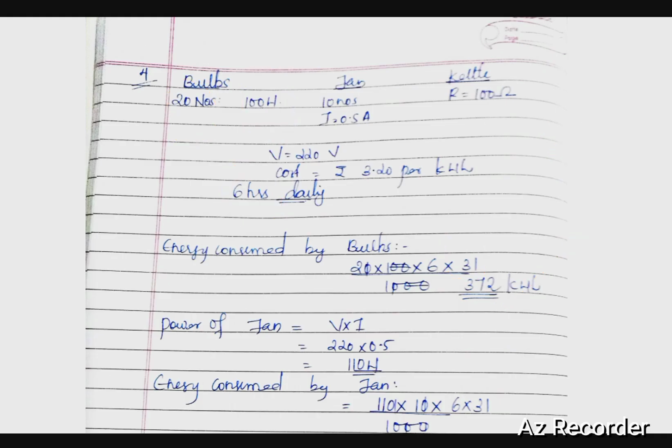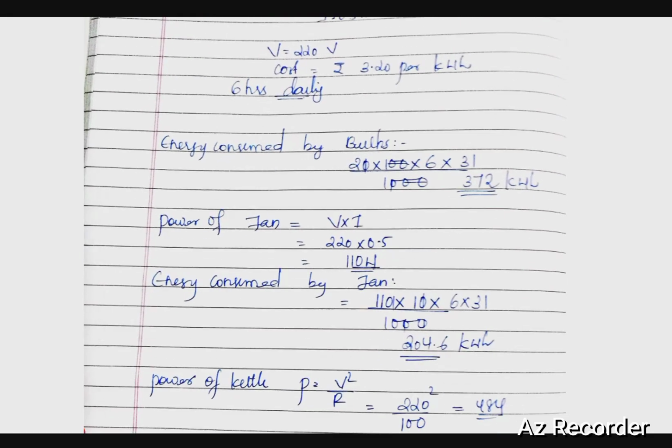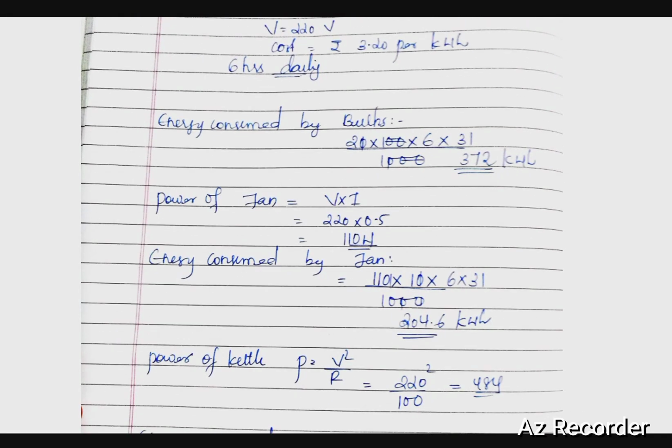Okay, now the power of the fan, we are given the current utilized by the fan and nothing is said about the power. Okay, so current is 0.5 ampere and the voltage given is 220. So we can calculate the power. Power is equal to VI. Multiplying 220 into 0.5, we will get the power of each of the fans to be 110.